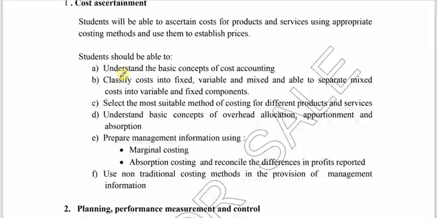You should be able to establish cost for products and services using appropriate costing methods and use them to establish price. So it's all about how to establish cost, and thereafter how we can establish a price after establishing the cost. You should first understand the basic concepts of cost accounting, then classify cost into fixed, variable, and mixed, and also be able to separate mixed cost into fixed and variable components, and select the suitable method for costing different products or services.